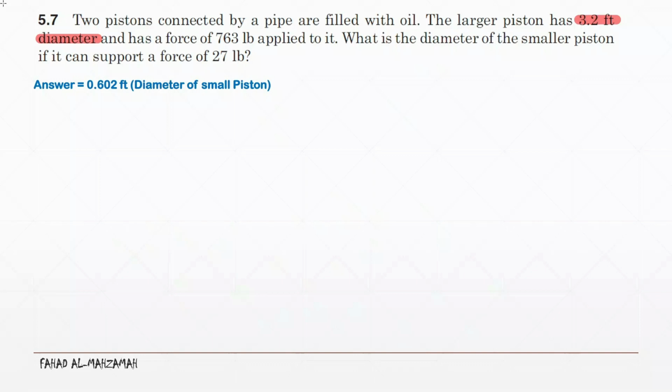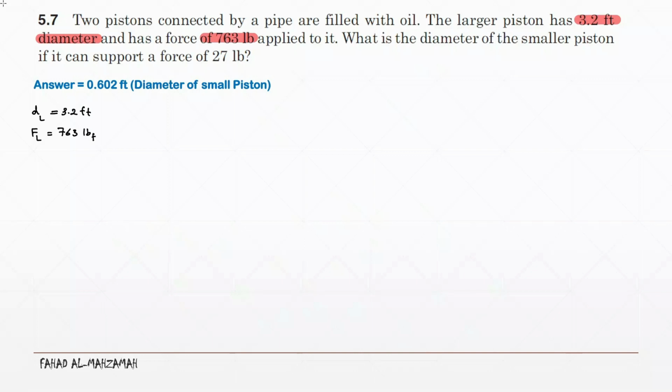So let me write. The larger piston, he said, has a diameter of 3.2 feet of length. So I will write DL here. It means the diameter of the larger piston is equal to 3.2 feet. And he said it has a force of 763 pounds. So 763 pounds force, of course, is applied to the large piston.